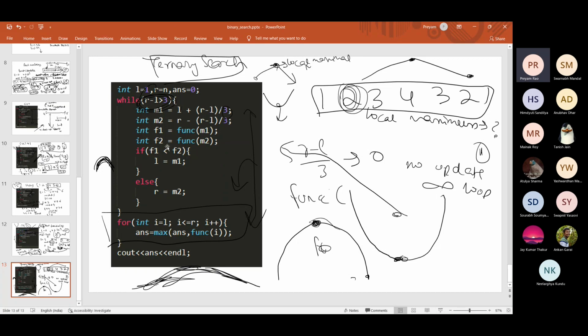I'm not going in depth in this, but just remember, if we find a function like this or like this, then we can apply ternary search.